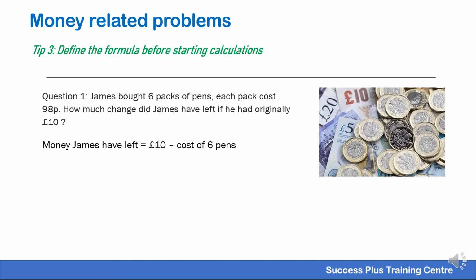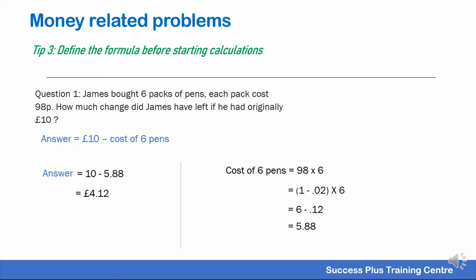Money James had left equals £10 take away the cost of 6 packs. This way you guarantee you will not forget about the £10. Using tip 1, you should be able to work out the cost of 6 packs accurately and quickly. This equals 6 times 98p, which also equals 6 times £1 take away 0.02, which equals 6 take away 0.12, and that's equal to 5.88.